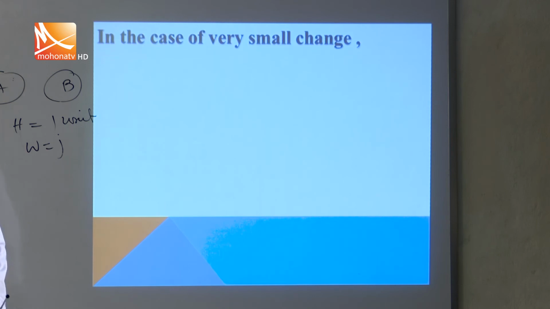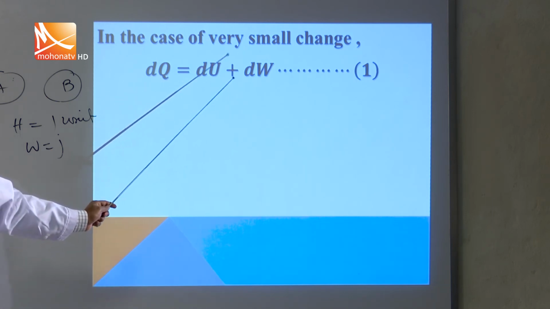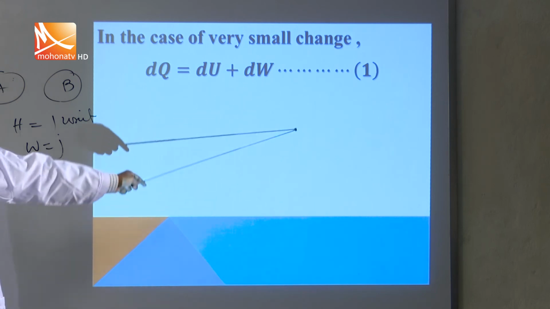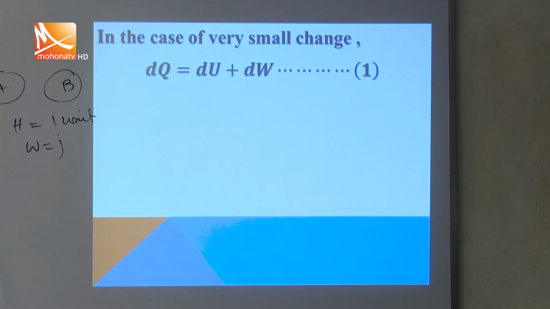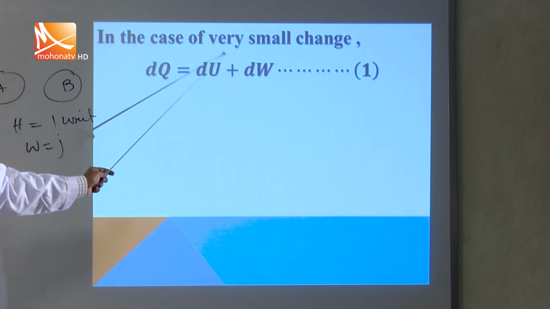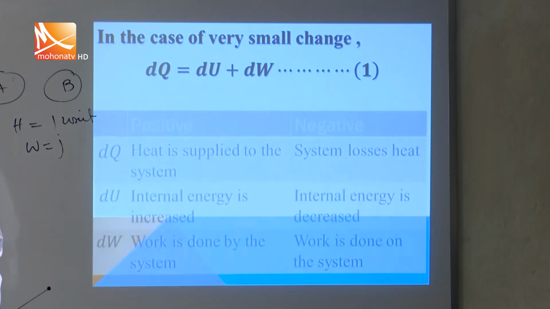Now, for the case of very small changes, you can write dq in place of del q. So, dq equals du plus dw. So, this is the work done, this is the change of internal energy, and this is the supplied or rejected heat. When dq will be positive, or when du will be positive, or dw will be positive, that will be very clear by seeing a table.